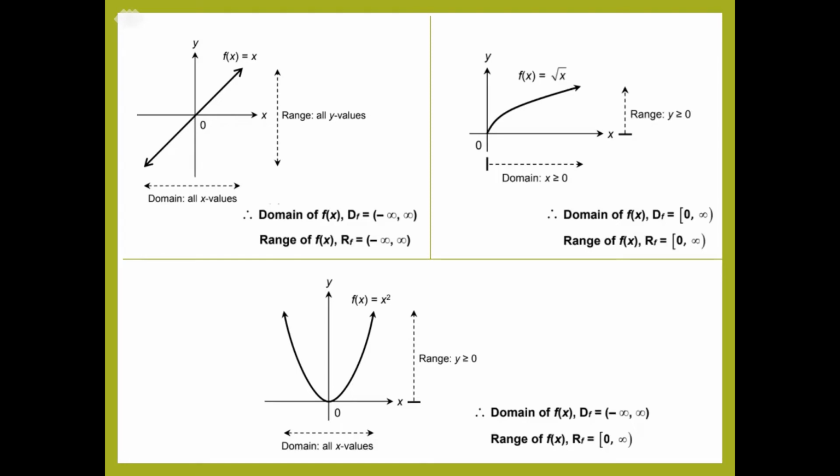However, f(x) is only defined for y positive. Therefore, the range of f(x) is y greater than or equal to 0, which can be written as [0, infinity). For f(x) equal to square root of x, the graph of this function is a half parabola from the origin along the x-axis. As f(x) is defined for all x positive and y positive, the domain and the range of f(x) are both equal to 0 to positive infinity.